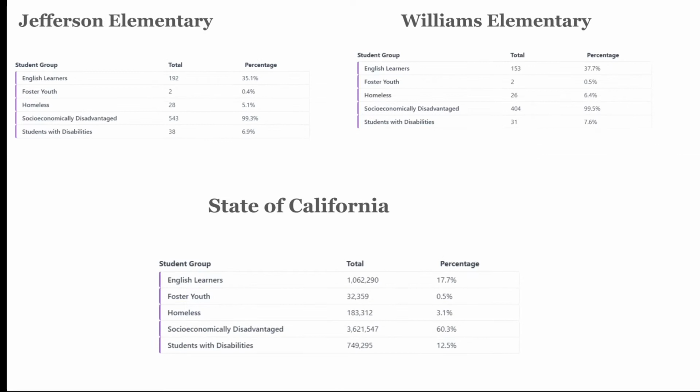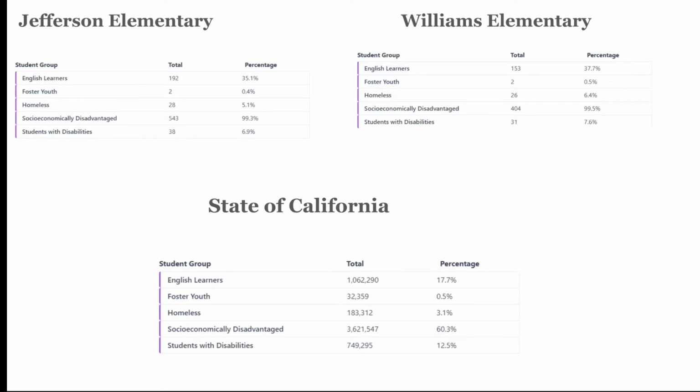When we look at the student groups, we see that in Jefferson Elementary, there is a total of 35.1% of English learners. There is 99.3% that are socioeconomically disadvantaged, and 6.9% of students with disabilities. While in Williams Elementary, we see that there are 37.7% English learners. There's 99.5% that are socioeconomically disadvantaged, and there's 7.6% of students with disabilities.